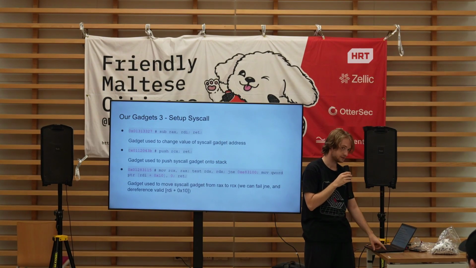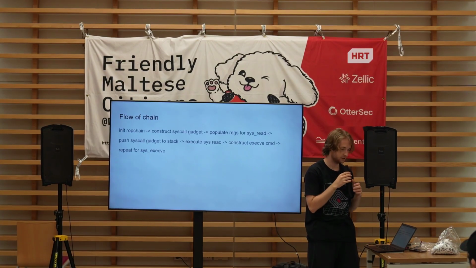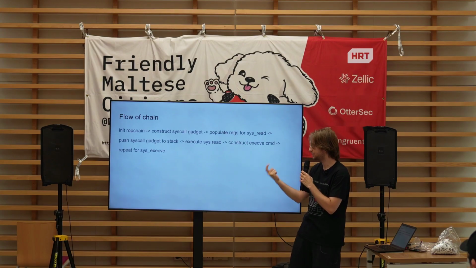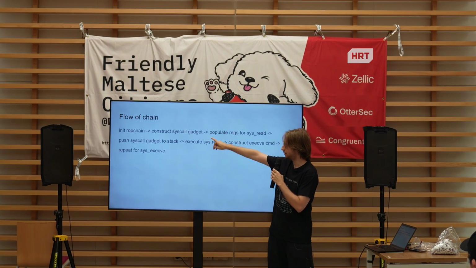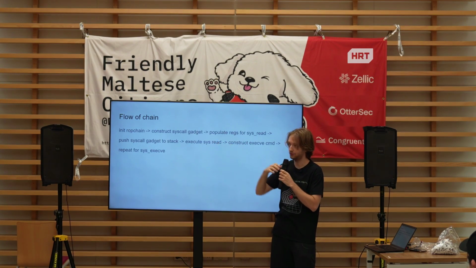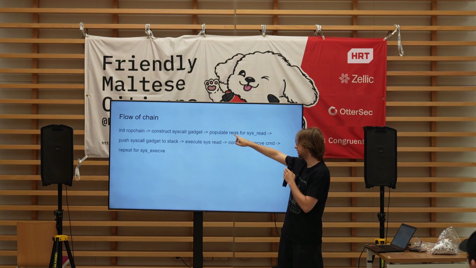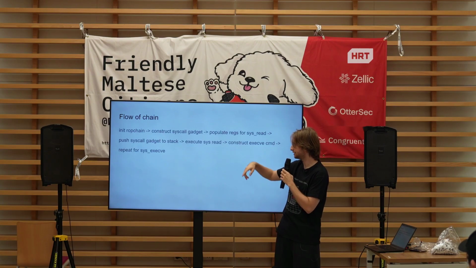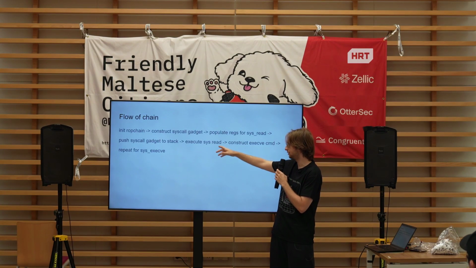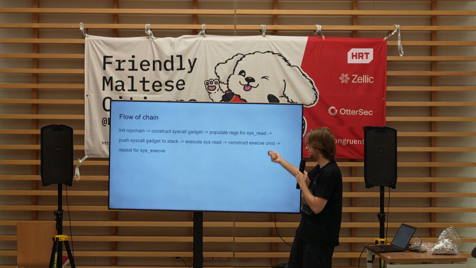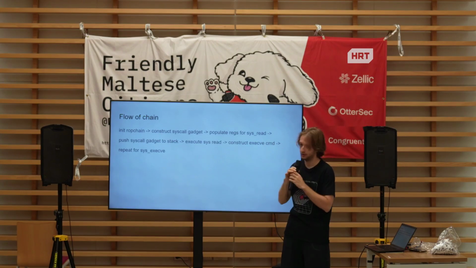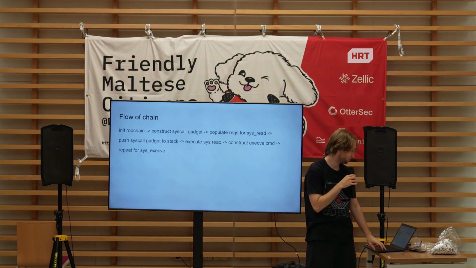So the last question is, how do we connect all of them? And this is the final flow of the chain. We initialize the ROP-chain with the first gadget. We construct the syscall gadget, with the way that we viewed so far. We populate the registers for a sysread. We push the syscall gadget onto the stack. We execute the read syscall, and then we do the same thing for the sysexecv, while we also construct the execv command line data as it is expected.